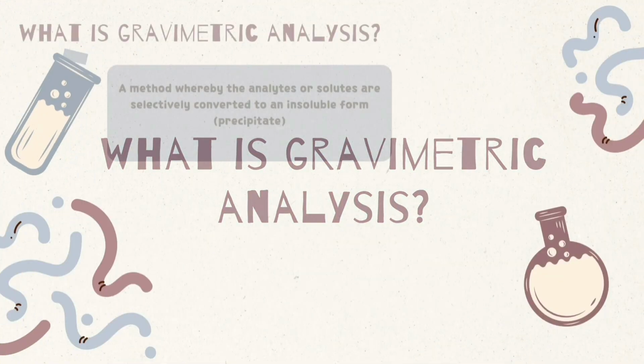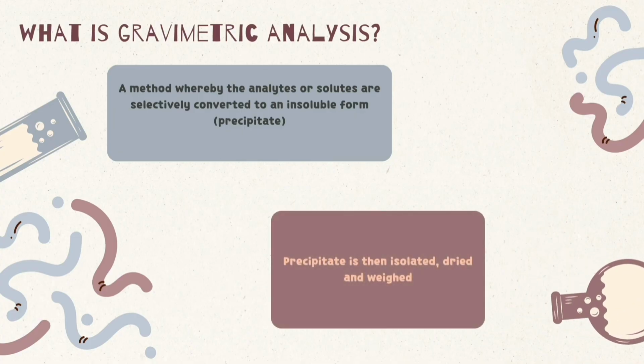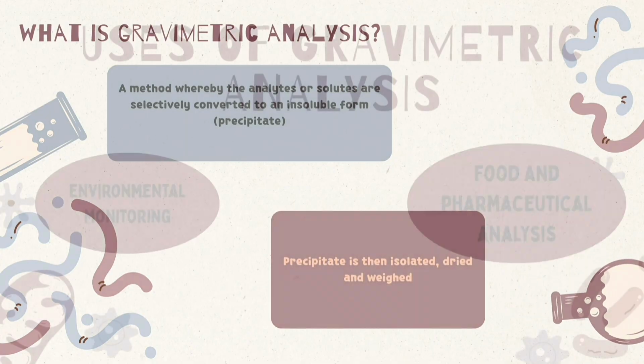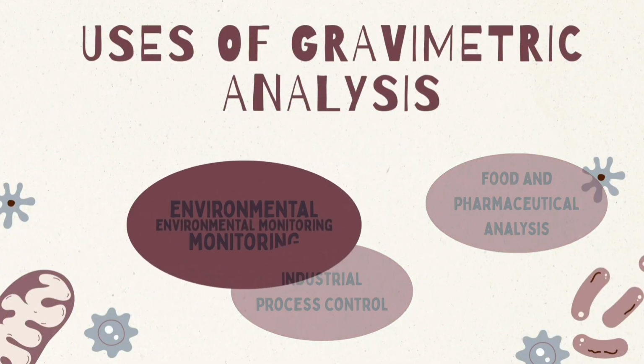Gravimetric analysis is an analytical technique in which the analyte, or the substance being measured, is selectively converted into an insoluble form, usually a precipitate. The precipitate is then isolated, dried, and weighed. Next, we are going to talk about the uses of gravimetric analysis.